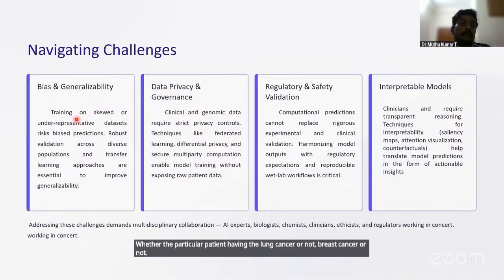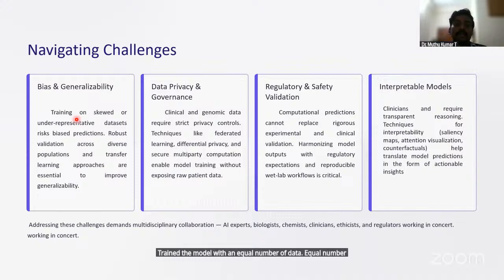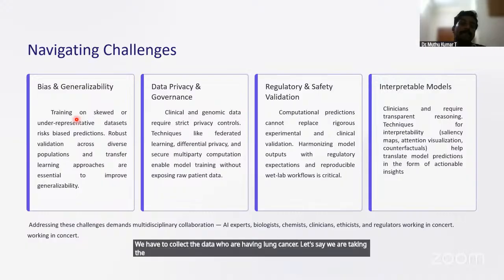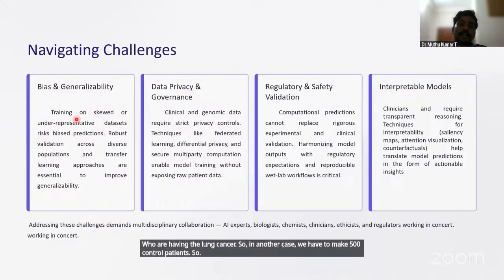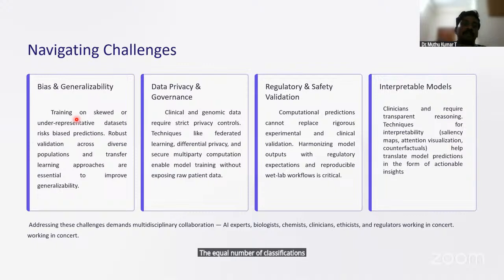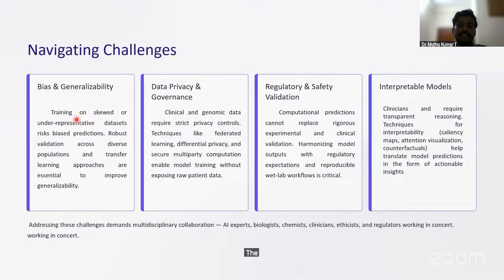When we are taking the data, at that time we have to train the model with an equal number of data. Equal number in the sense we have to collect the data of those who have lung cancer. Let's say we are taking 500 patients' data who have lung cancer. In the other case, we have to take 500 control patients. So the control and disease samples should be equal. When we talk about the IC50 value, whether you are classifying into active or inactive, an equal number of each class should be there. That will remove the bias in the data set and enhance the model efficiency.